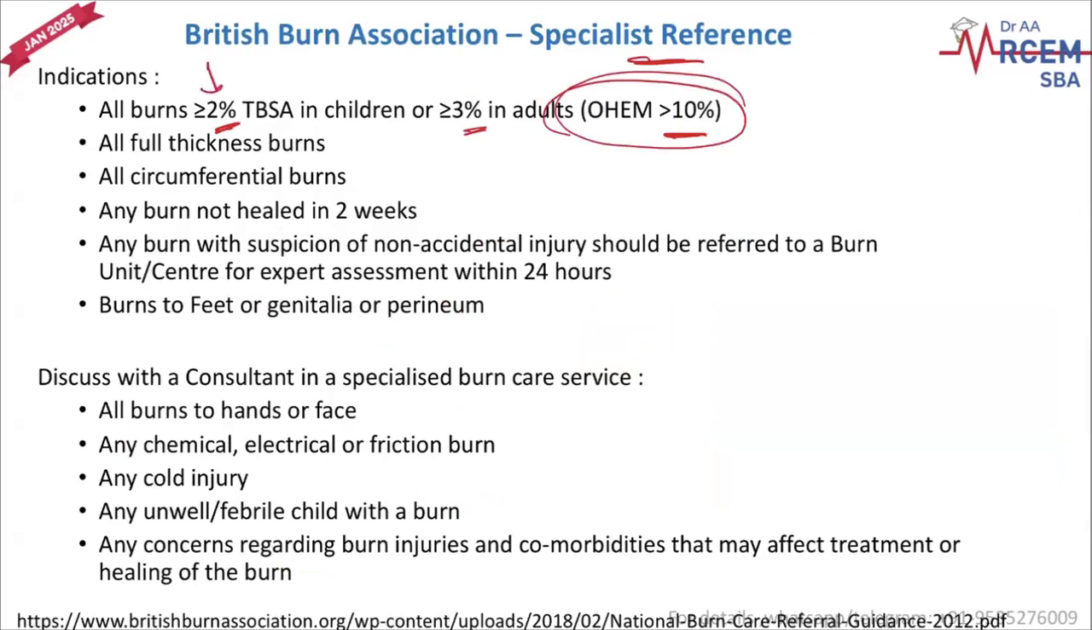For a smaller burn, how do you make out the body surface area involved? If the surface area of the burn is the size of the patient's palm, that is taken as 1%. So the palm of the patient is taken as 1%. 2 palms, 2%. 3 palms, 3%. In that manner, you'll take it. If it is 10%, then you need to refer.